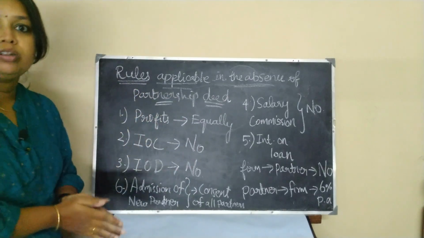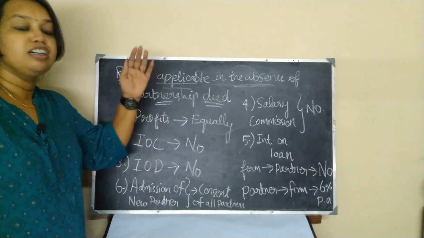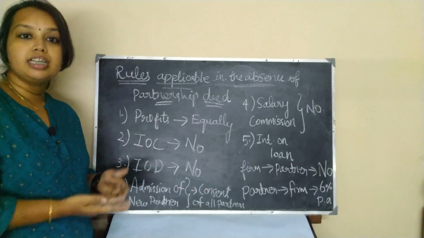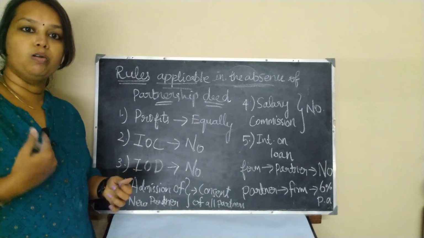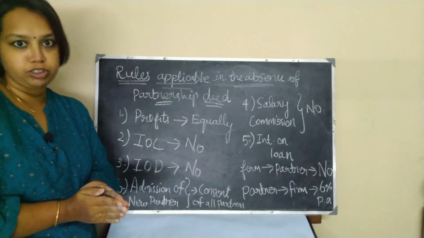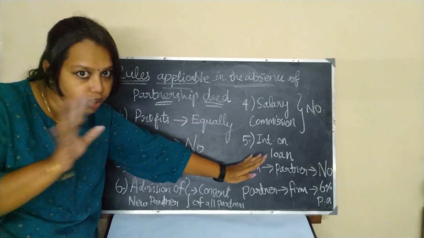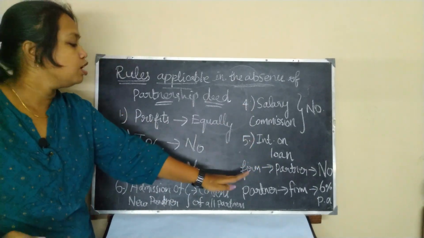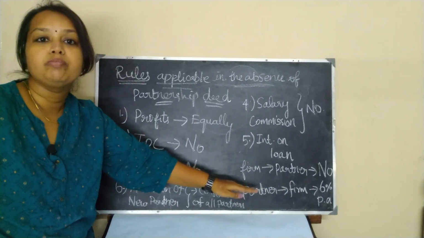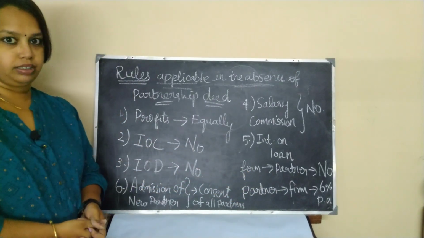So the only rule which is applicable in the absence of a partnership deed is that the firm will give 6% interest on the loan given by the partner to the firm. Just don't get confused with this. If the firm has given a loan to the partner, the firm won't be expecting anything. But if the partner has provided a loan to the firm, then the firm will pay back the partner interest at the rate of 6% per annum.